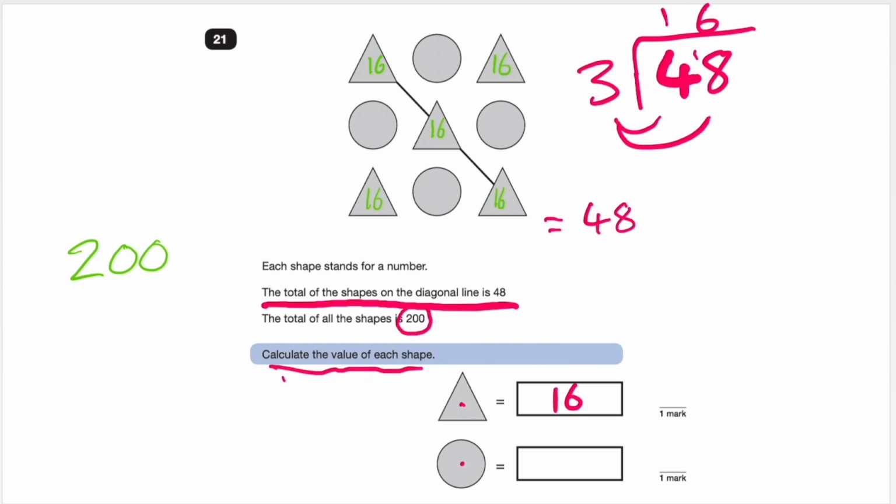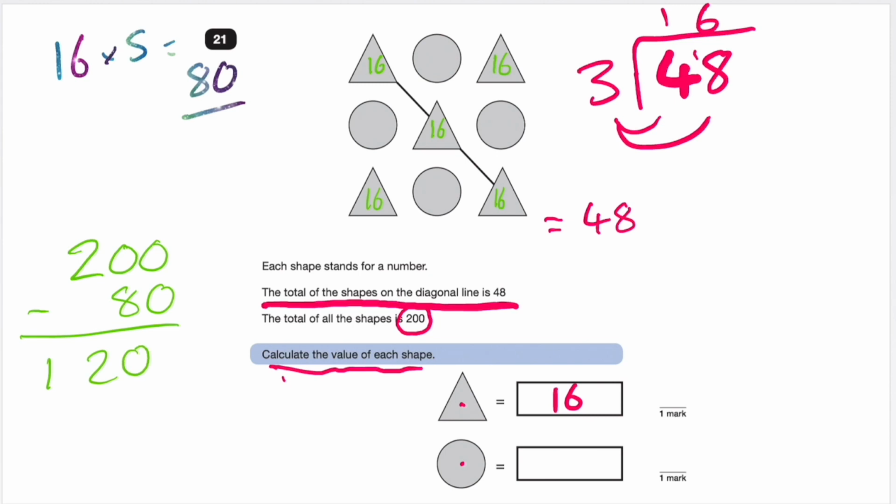If I take away all those 5 16s, I'm going to be left with the total amount of the 4 circles. So let's do that first. Now I could just do minus 16, and again, minus 16, minus 16, but I'm not going to do that. I'm going to do a quicker method. I'm going to do 16 times 5, which I know is 80. So now I can do 200, subtract this 80, leaves me with 120. So my 4 circles together equal 120.